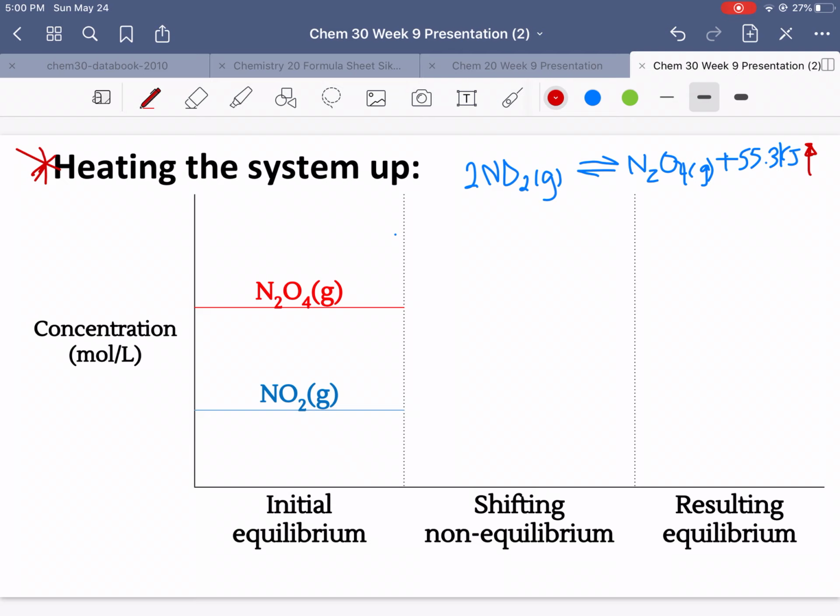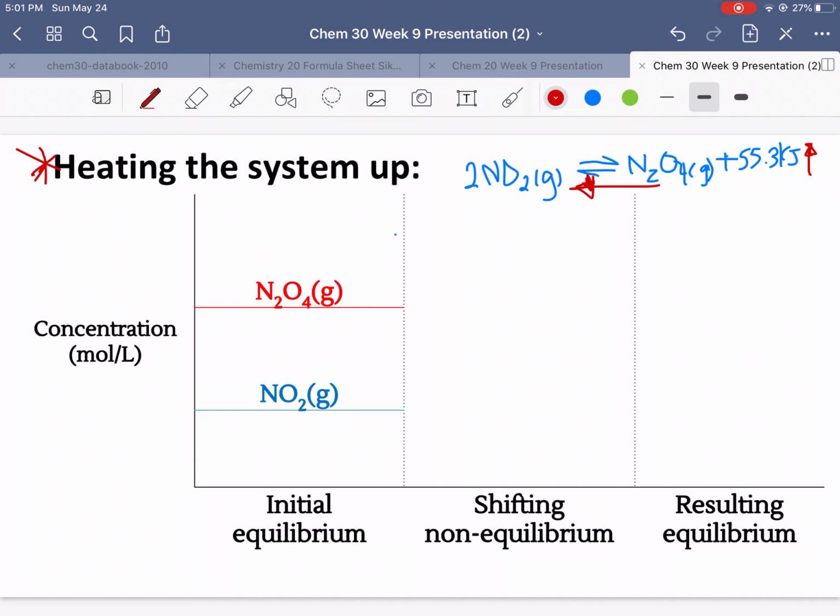How do you take it away? You react it. In other words, we are going to favor the reverse reaction. Now, we don't see any sudden increase or a sudden decrease in concentration here. I'm not adding or taking anything away. So it's going to be more of a gradual change.